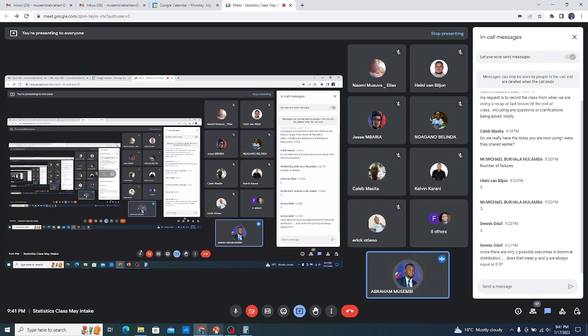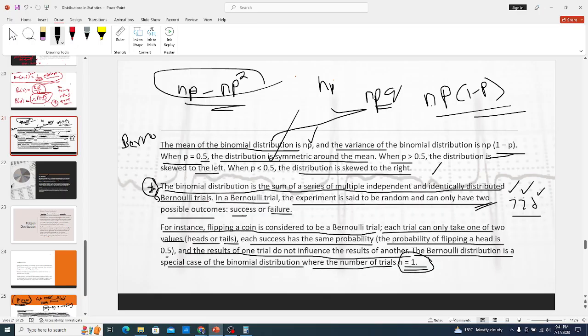Okay, let me repeat that. We are saying that for one trial, let's say we are flipping a coin once. If we flip a coin once, meaning we have only made one trial, that becomes a Bernoulli trial. Why? Because n, whereby n is the total number of trials, is equal to 1 for a Bernoulli distribution.